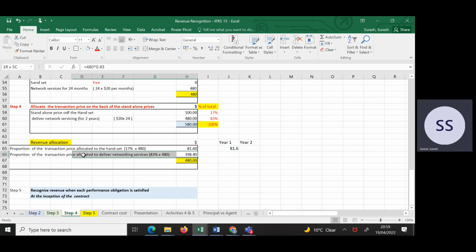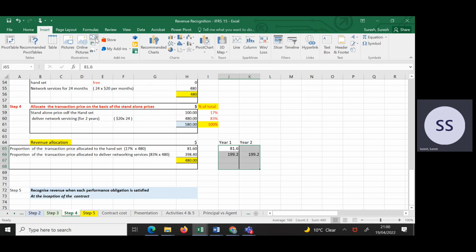But the network services revenue is for a 2-year contract. So in the first year I can claim only half of it, and the next half would fall into the second year's revenue. These are the revenues that I would recognize in the books. This is basically step 5, where we write the journal entries and recognize them accordingly in the books. It's a continuation from step 4.